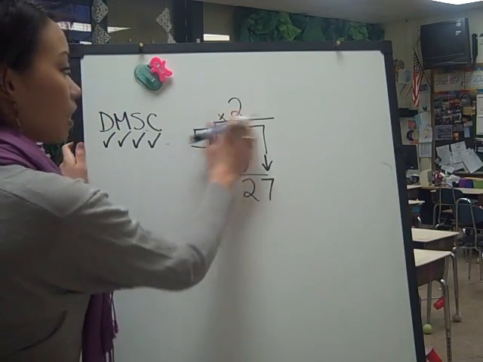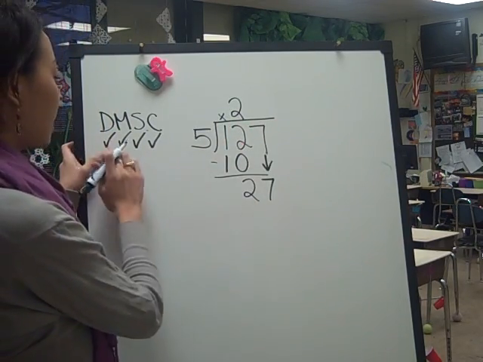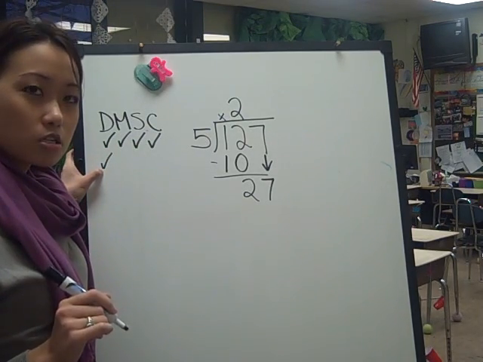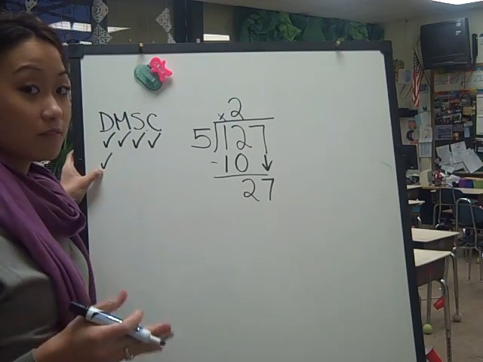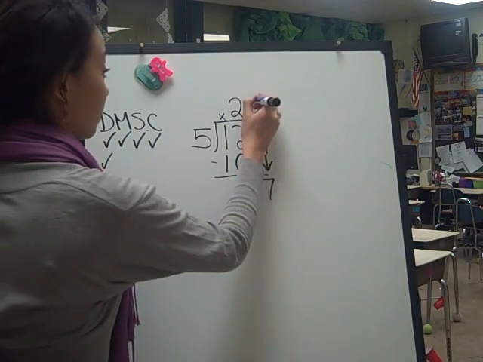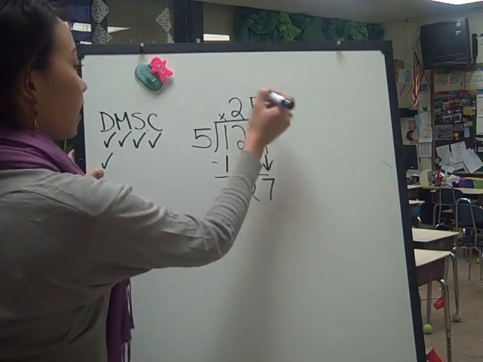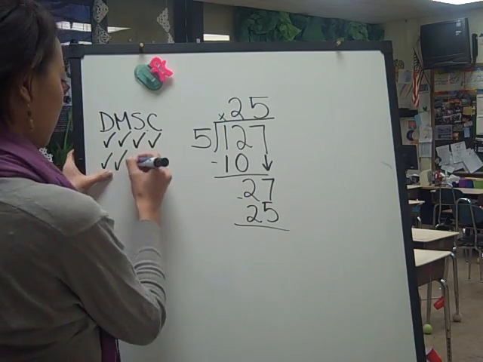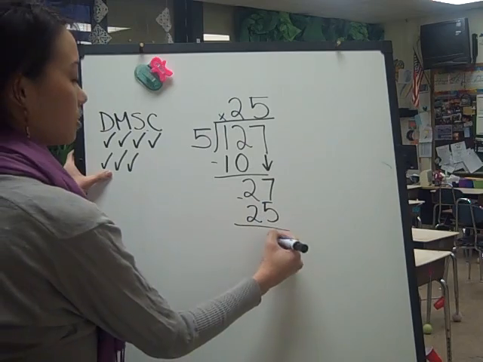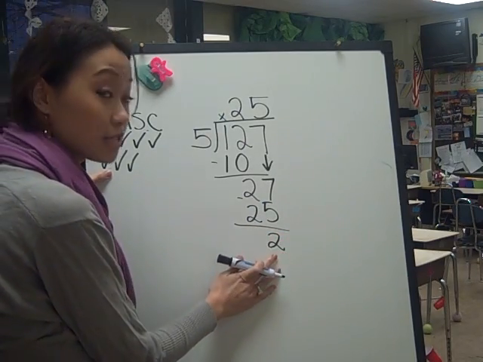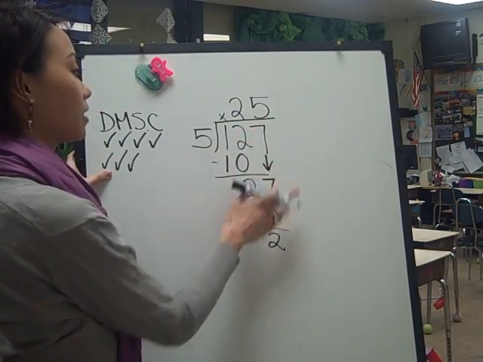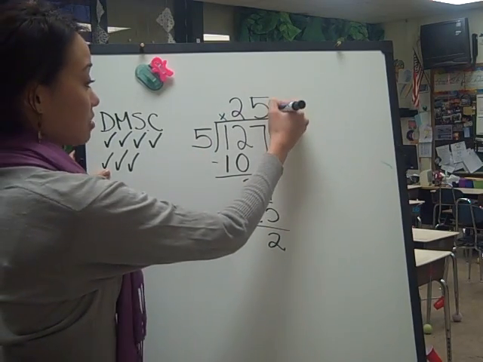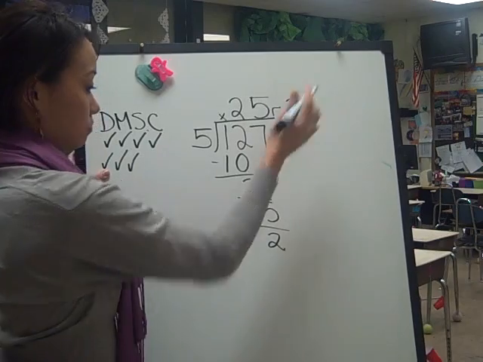27 slices in my Pizza Hut. 27 divided by 5 is what? 5 times what will give me close to 27? Not over, but close. 5 times 5 is 25. Zigzag multiply, subtract is 2. If I have 2 slices of pizza in my Pizza Hut, can I divide by 5 friends? No. That means I have a remainder 2.